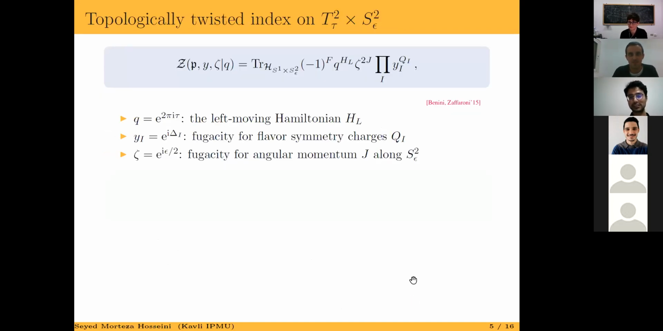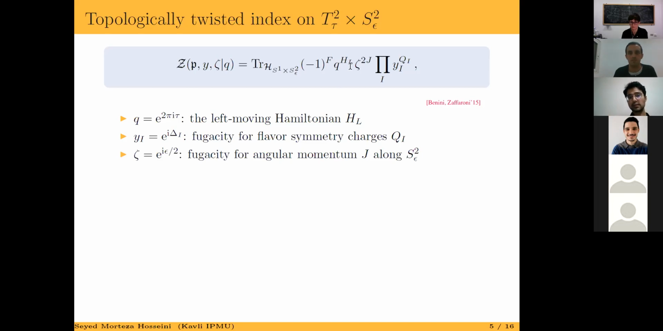So let me define the topologically twisted index of the 4-dimensional N=1 gauge theories, that is computing the partition function of these field theories placed on T2 times S2, where I denote the modulus of this torus by tau and the omega deformation parameter by epsilon. It is defined, the grand canonical partition function, as the trace over the Hilbert space of states over S1 times S2 with the omega deformation parameter epsilon with an insertion of the usual (-1)^F, where F is the fermionic number. So you count bosonic and fermionic states with the sign.